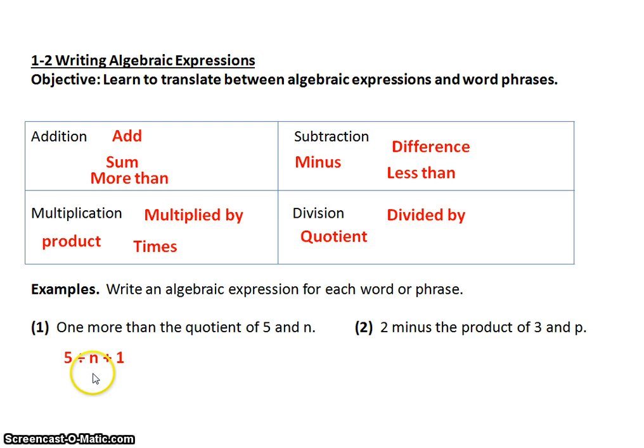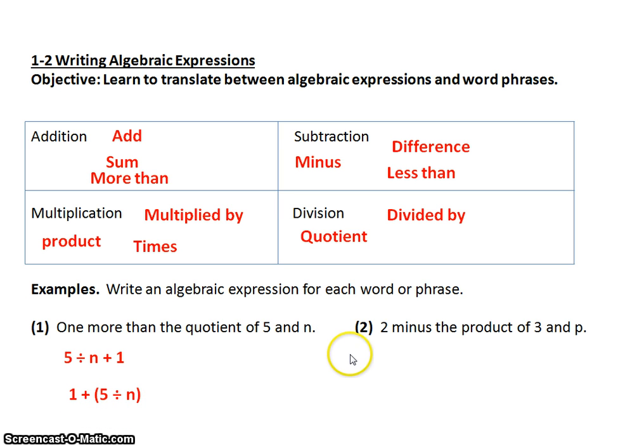Now we could rewrite this differently. It could be 1 more than 5 divided by n. Now in this particular expression, the parentheses are not necessary because we would follow the order of operations, meaning we would divide first and then add without the parentheses. However, we can put the parentheses in there and it might just help clarify this expression for us.